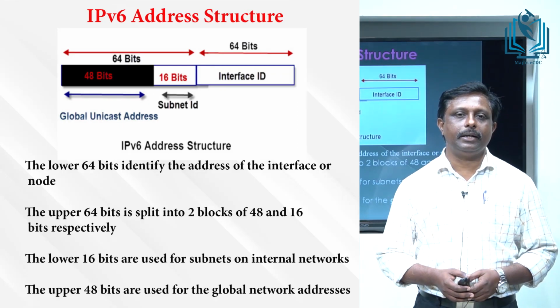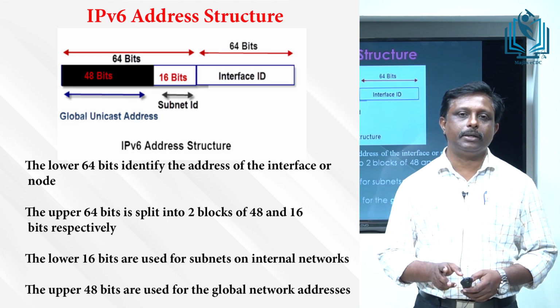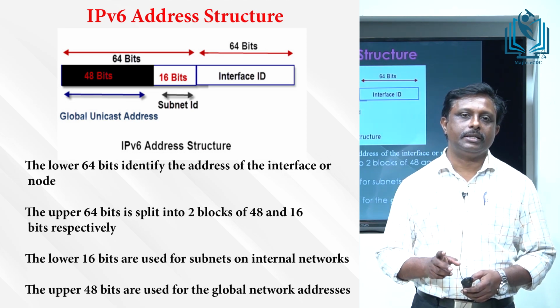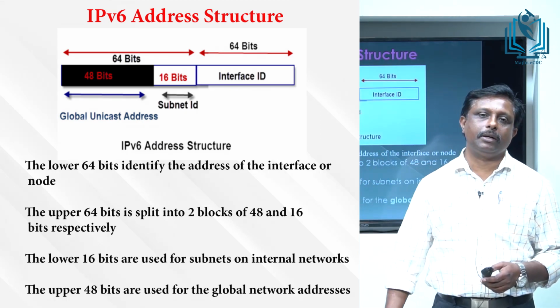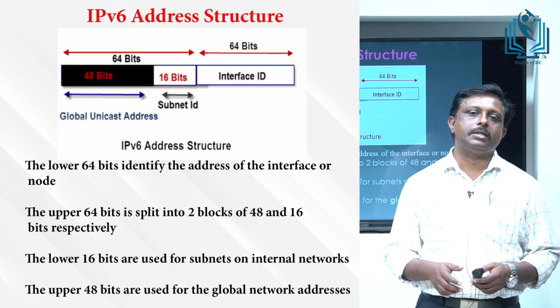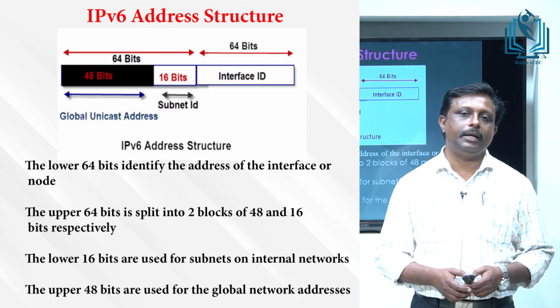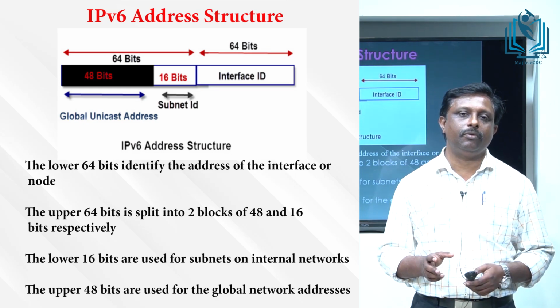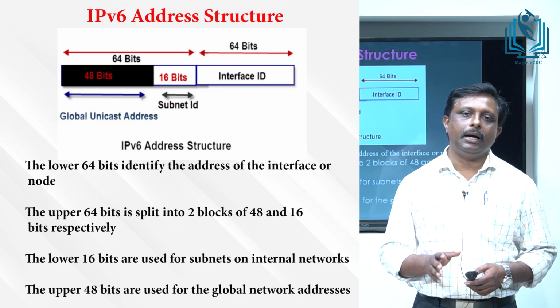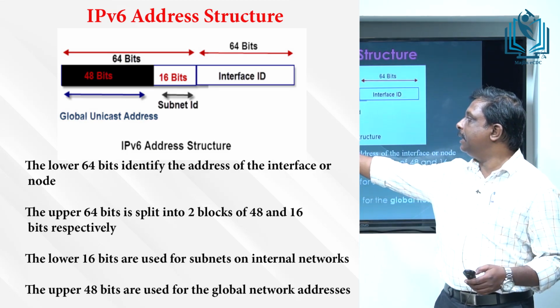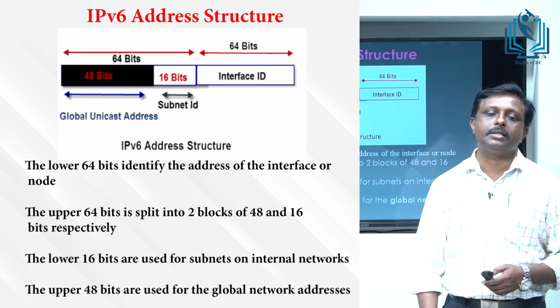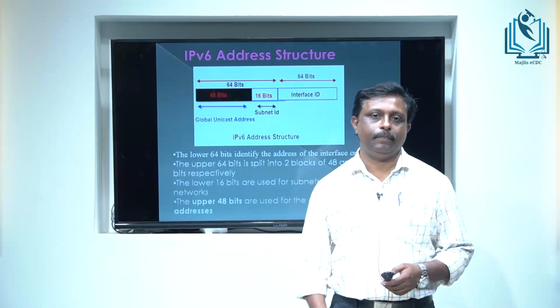The IP address is divided into mainly 2 parts. One is the upper 64 part and the other is the lower 64 part. The lower 64 part is used to identify the host, that is, to identify the node. The upper 64 part is again divided into 2. One is the subnet ID and the other is the global unicast address.